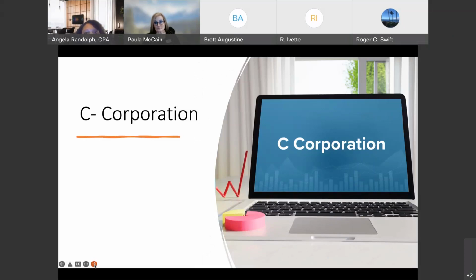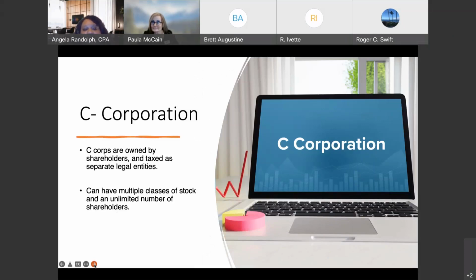All right. So next we're going to talk about C corporations. What are they? They are owned by shareholders and taxed as a separate legal entity. So a C corporation is its own legal entity. You can have multiple classes of stock, unlike the S corp, which only has one class of stock, and it can have an unlimited number of shareholders, unlike the S corp, which is limited to 100 shareholders. And they can make a profit, they can be taxed, and they can be held legally liable.